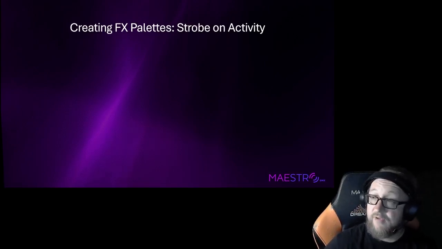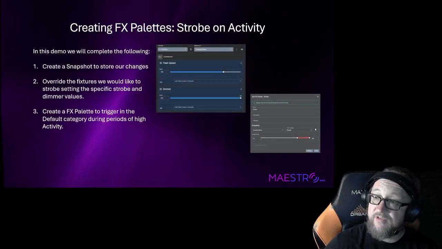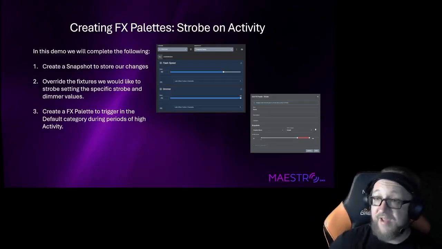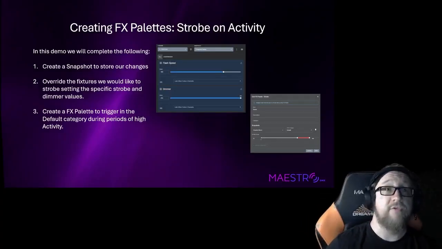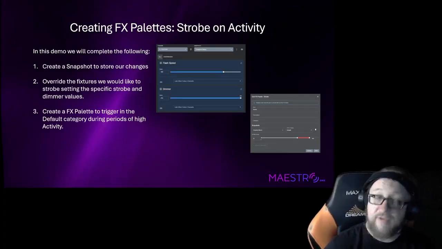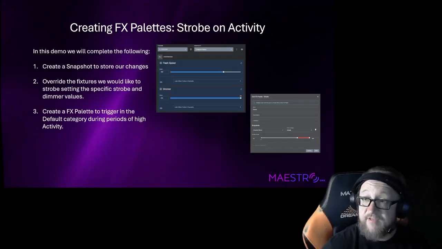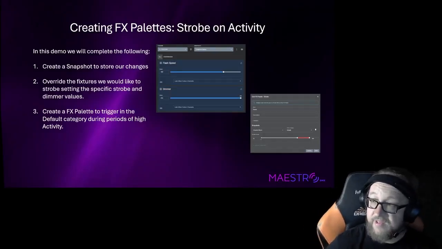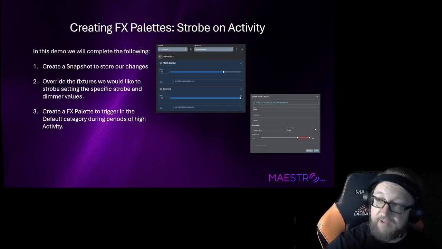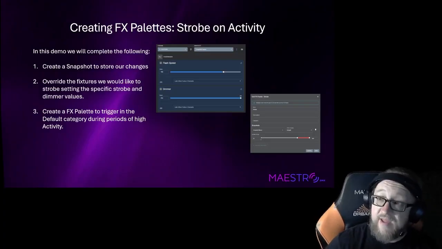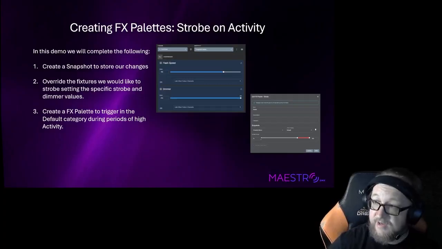So this demo is going to cover strobing on activity. If you have some fixtures that are strobe type fixtures, you want to have those only firing when activity is high, and you want to do it automatically, you can do that with an FX palette pretty easily. So in this demonstration, we're going to create another snapshot to store those changes for our strobes. We're going to override the fixtures we want to strobe with their specific strobe and dimmer values. In this case, I have some strobes on the stage, which I'm going to override. They have specific dimmer and strobe values that I'm going to set. And then we're going to again create an FX palette to load in that snapshot in that default category, but only during periods of high activity. So we're going to change that activity slider.